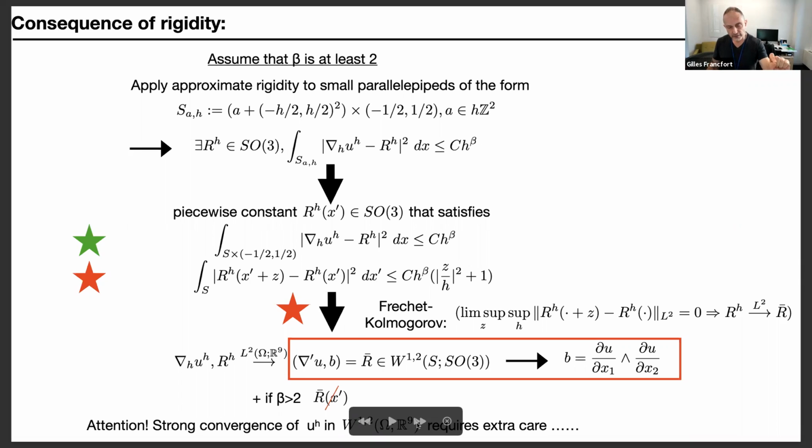And the red star is a little bit trickier. The red star tells you that the estimate that I wrote here tells you how the rotation varies from point to point. This rotation depends only on x prime, the in-plane variables, because that's the way we constructed it. And it tells you how it varies when you go from one point to the next. It's not so hard, but it's a bit complicated, so I'm not going to do that now.